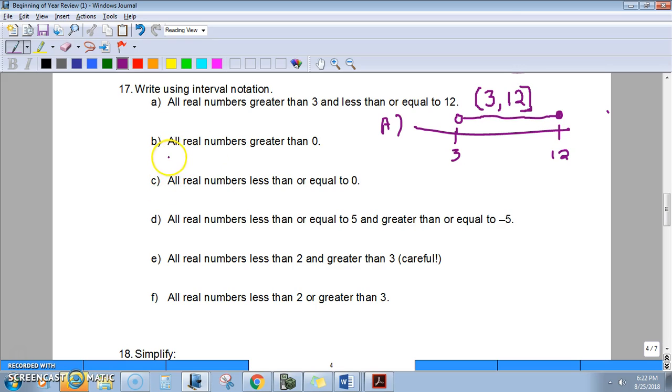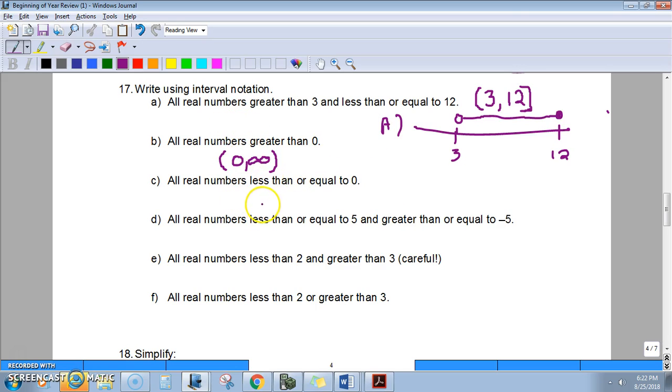So B, all real numbers greater than 0. It says greater than 0, it does not say equal to 0, so we have a curved parenthesis, we have 0, and then what does it go up to? Who knows? It never stops. And we call that, you guys know this, infinity. And then you're saying, is it equal to infinity? If you have infinity, it's always going to be curved. We don't even know what infinity is, so we're going to go ahead and use a curved parenthesis.